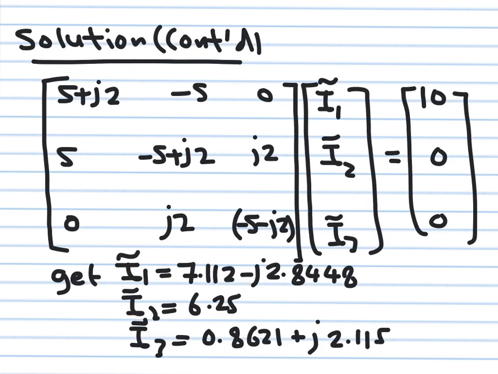You can as well do Gauss elimination, by the way. So you can divide this equation by 5 plus j2 to make the coefficient here 1. And then you multiply this equation by minus 5 to make this 0. You can do Gauss elimination the same way, but everything is going to be complex here. Anyway, I did it using my calculator. I got this I1, this I2, and this I3. Okay, and then the remaining part for this question is to get the ratio between I1 and I3.